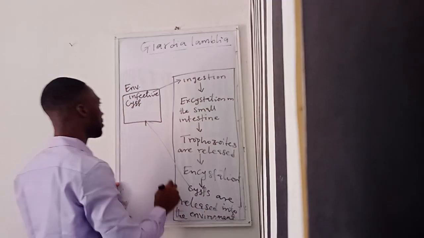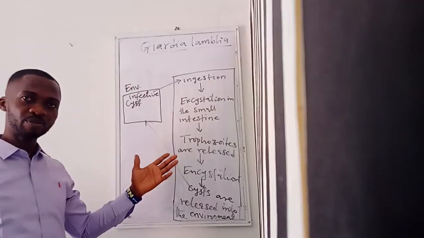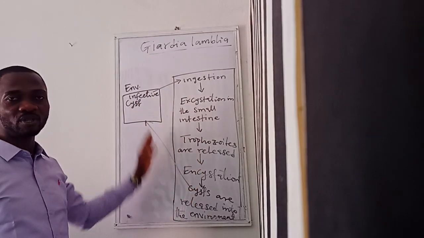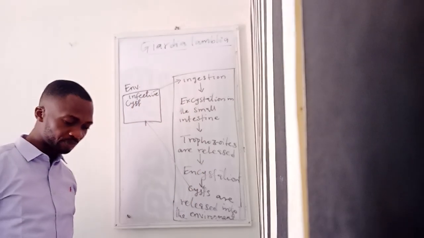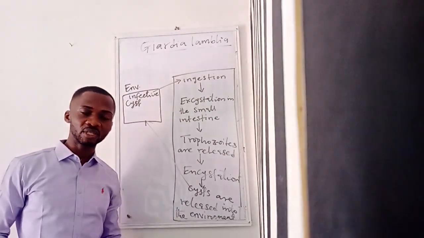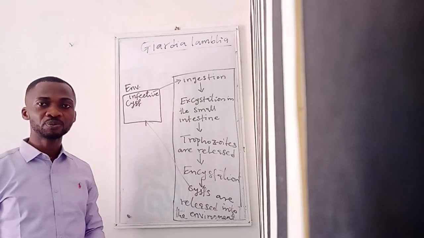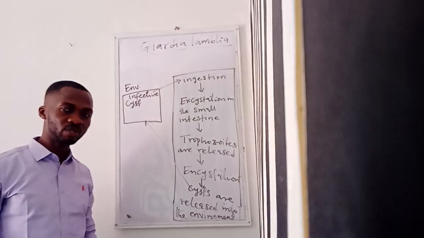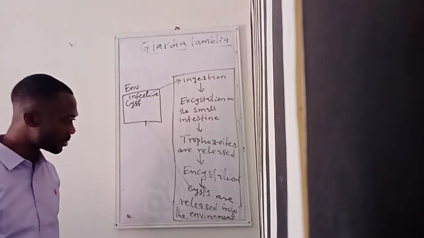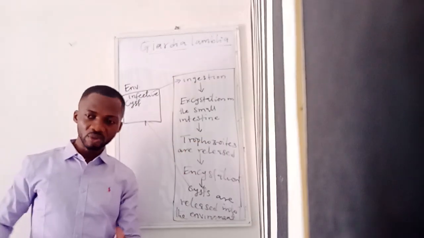Cysts are released into the environment, and the cycle continues. So, like I explained, this diagram can also help to give you a very simple life cycle. The life cycle is very, very similar to that of Entamoeba histolytica, just that that of Entamoeba histolytica involves the large intestine, unlike this one that involves the small intestine. So having noted this, now, pathology: what does this parasite cause?